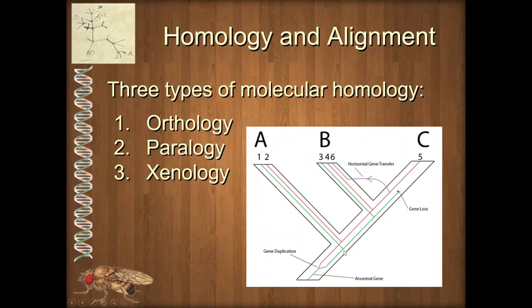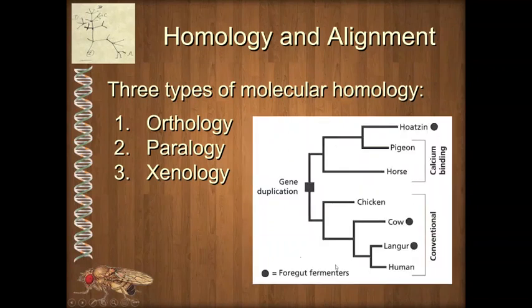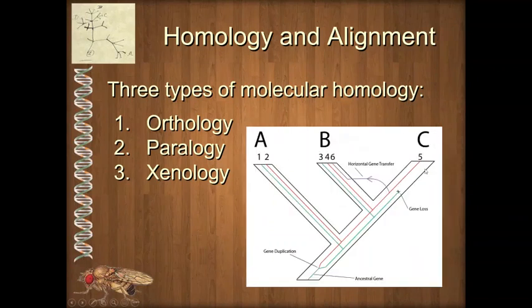1 traces its history back down the green line. 5 traces its history back down the red line, and they don't get back together until the gene duplication event. Or if they're xenologous, if I do 6 and compare them to any of these genes, they're going to be xenologous because they have to be transferred back through a horizontal gene transfer event. Okay?